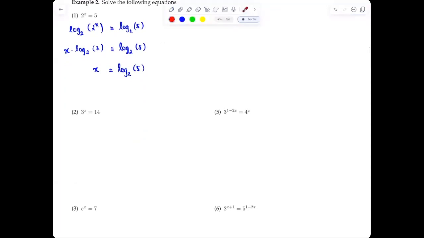Right. Here, for the second problem, you have the equation 3 to the power x equal to 14. Two approaches that you can use. The first one is you can take log of base 3 on both sides of the equation. That's the approach that we did in the first problem. Another approach, which we're going to do now, is to take ln on both sides of the equation. Ln stands for natural log function. So that's what I'm going to do. I take ln on both sides of the equation.